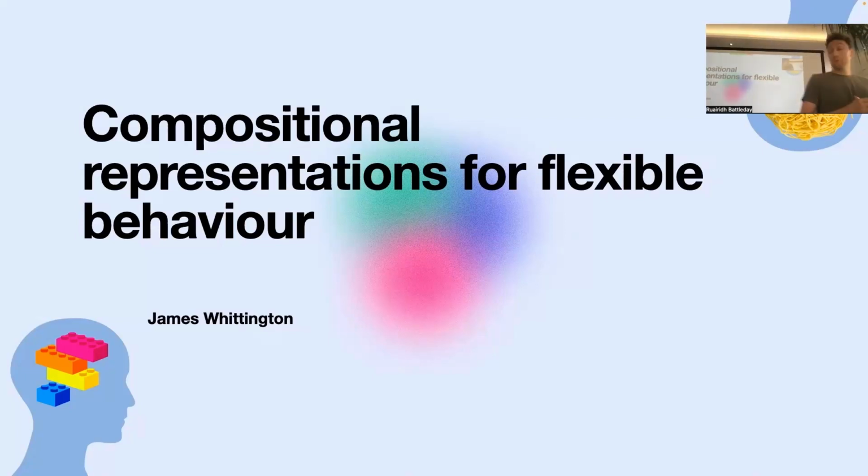Okay, but the aim of this is going to be talking about compositional representations for flexible behavior. So we're going to try to understand a little bit about what the underlying computations are you might need for certain specific types of flexible behavior. We'll try to go from those computations down somehow to understand a little bit about neural representations as well.